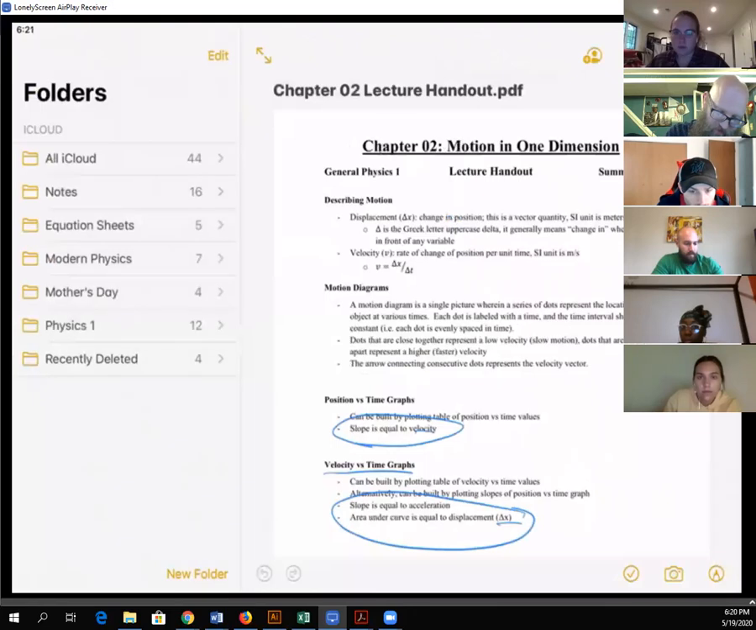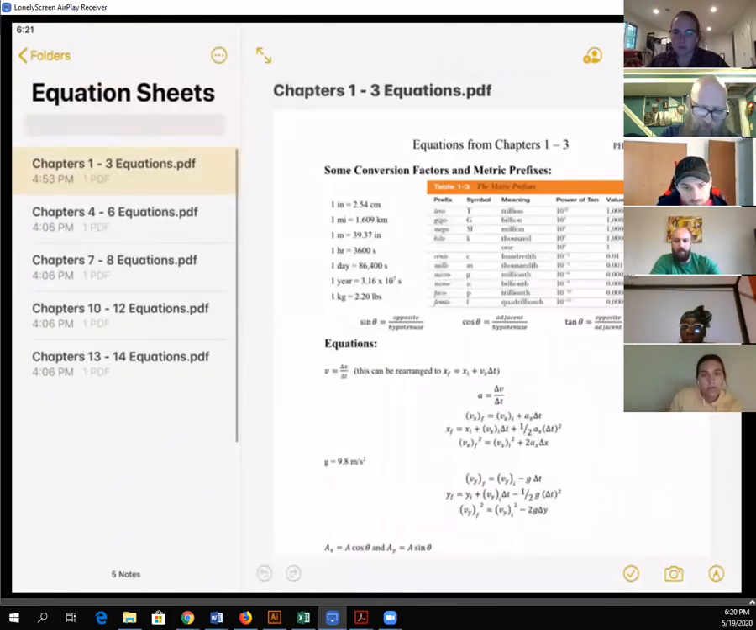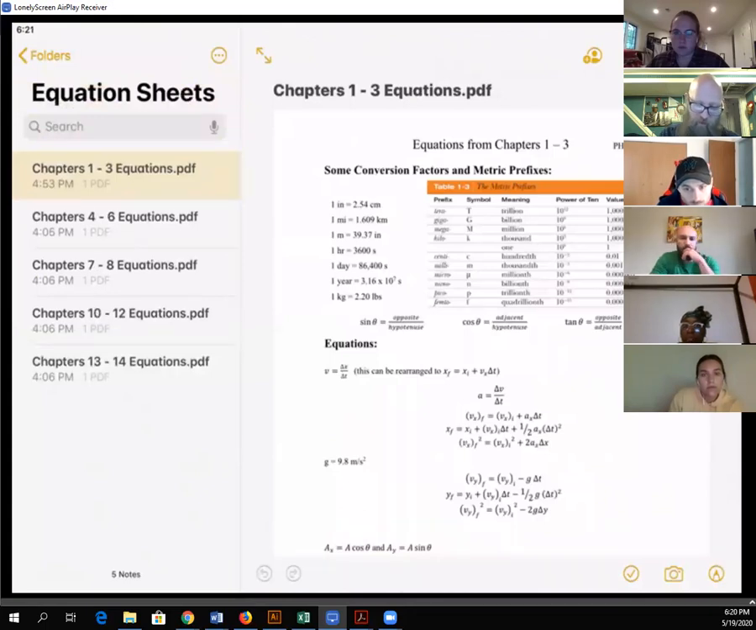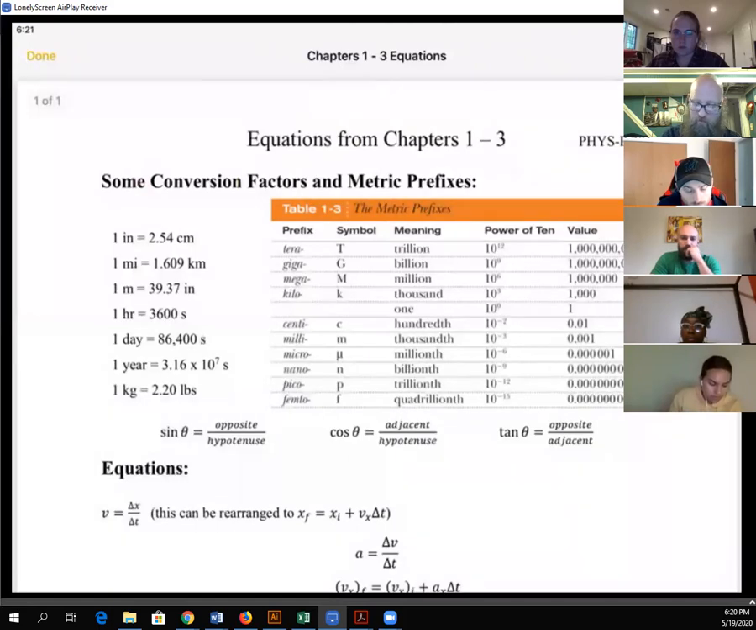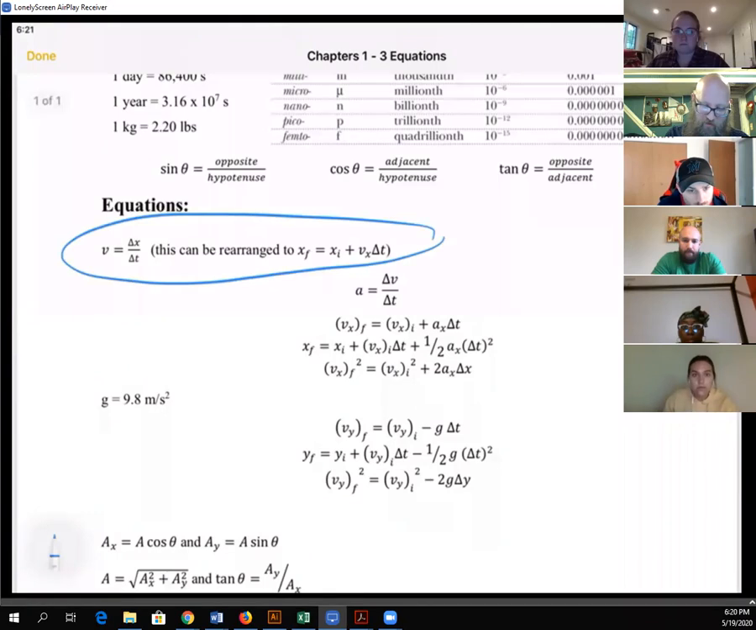I posted all of these equation sheets onto Canvas. These are the equation sheets that would go along with our exams. The first exam is chapters 1 through 3, and this is the equation sheet for that exam. There's a list of equations. They're not labeled by what they're associated with, but if you're familiar enough with them, you know this is the only equation for constant velocity.